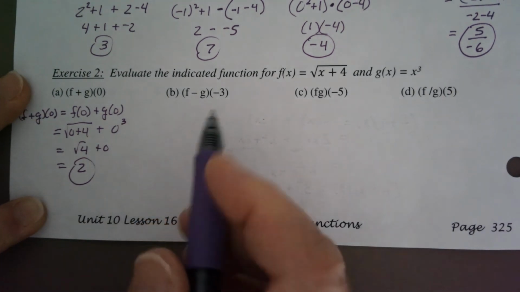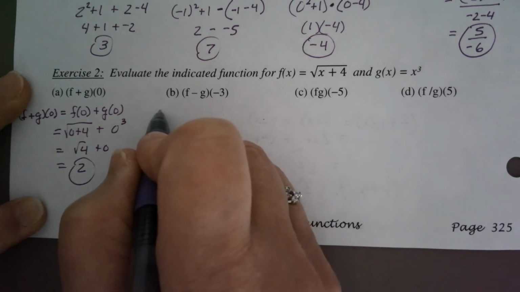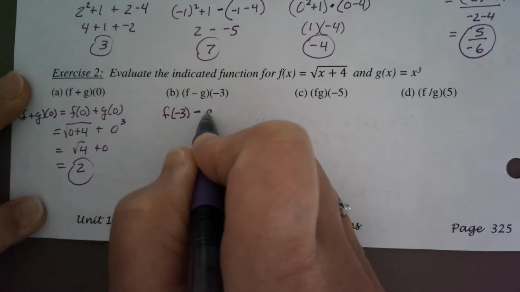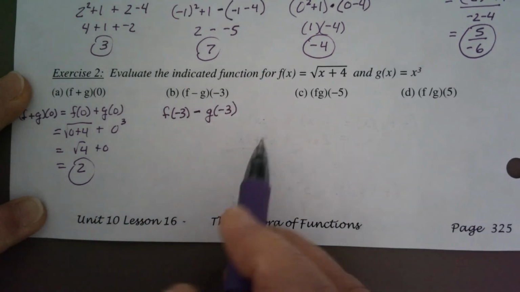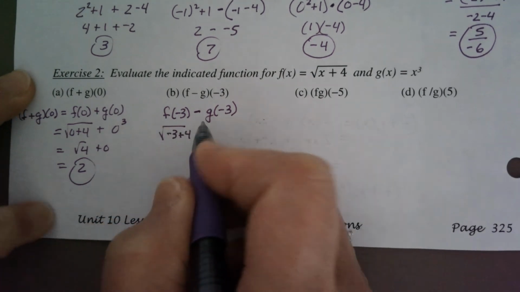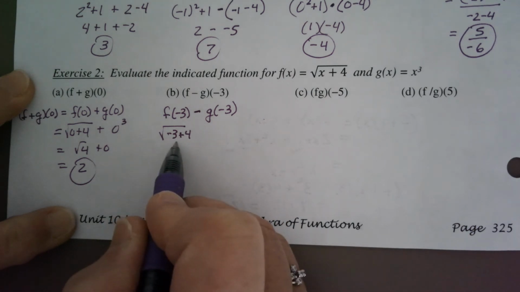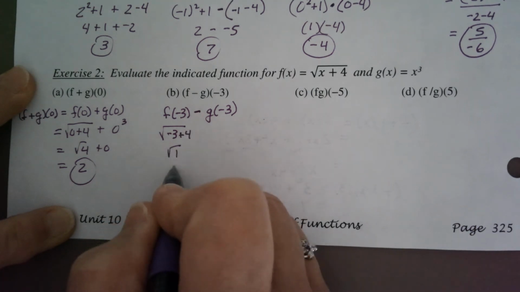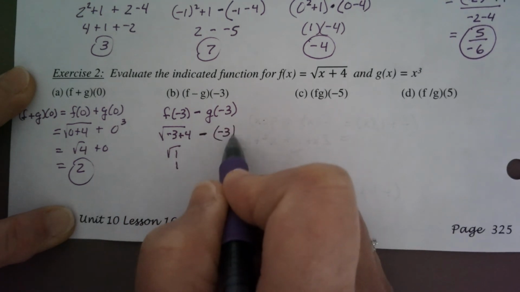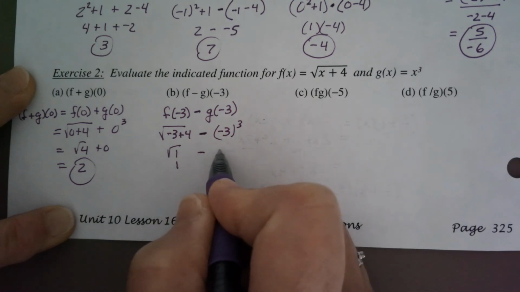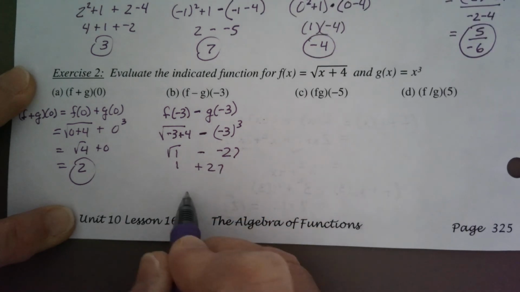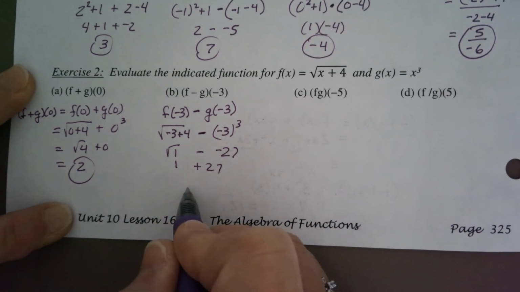F minus g of negative 3 will be equivalent to f of negative 3 subtract g of negative 3. F of negative 3: negative 3 plus 4 is 1, square root of 1 is 1, minus negative 3 cubed, which is negative 27, and 1 minus negative 27 is the same as 1 plus 27, which is 28.